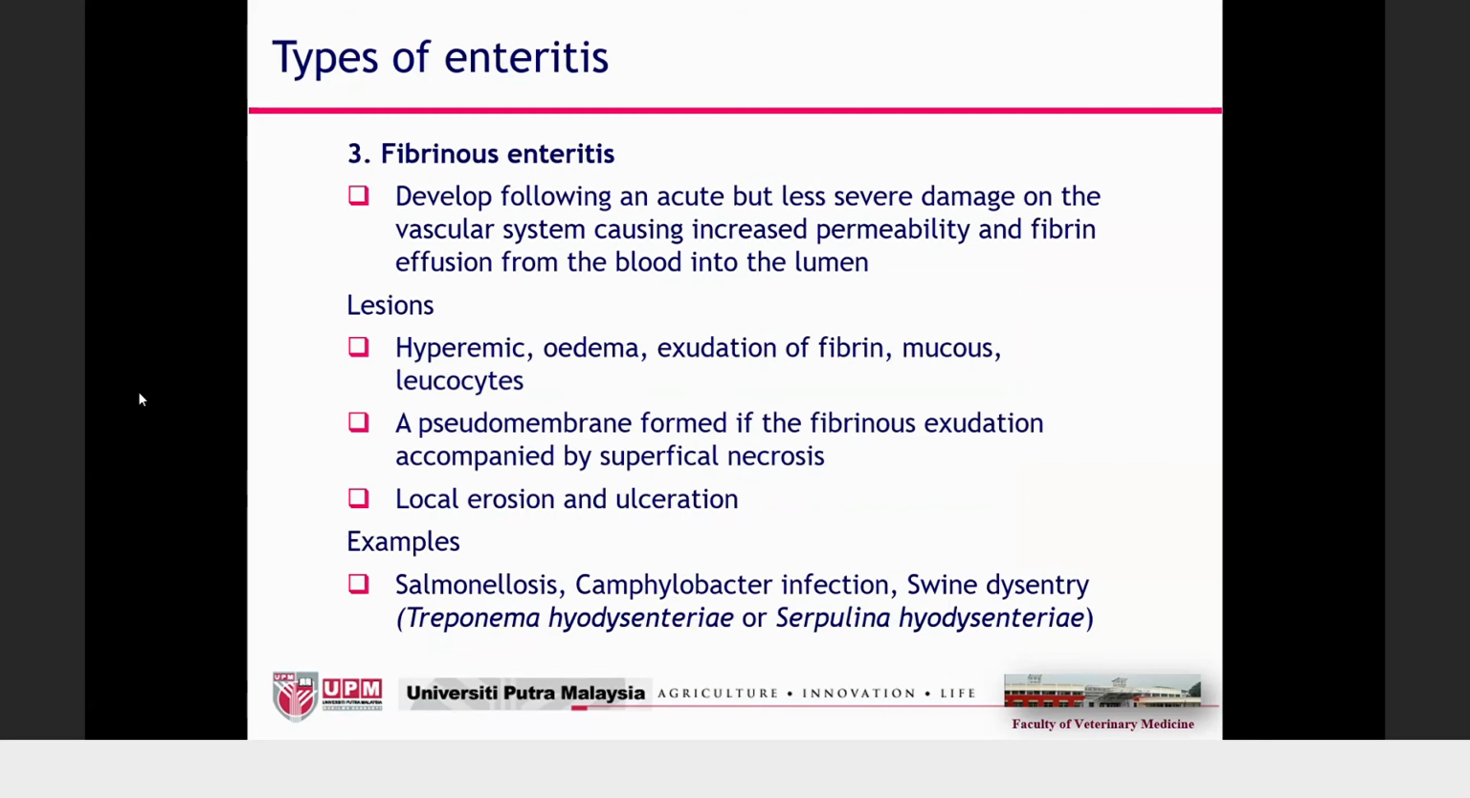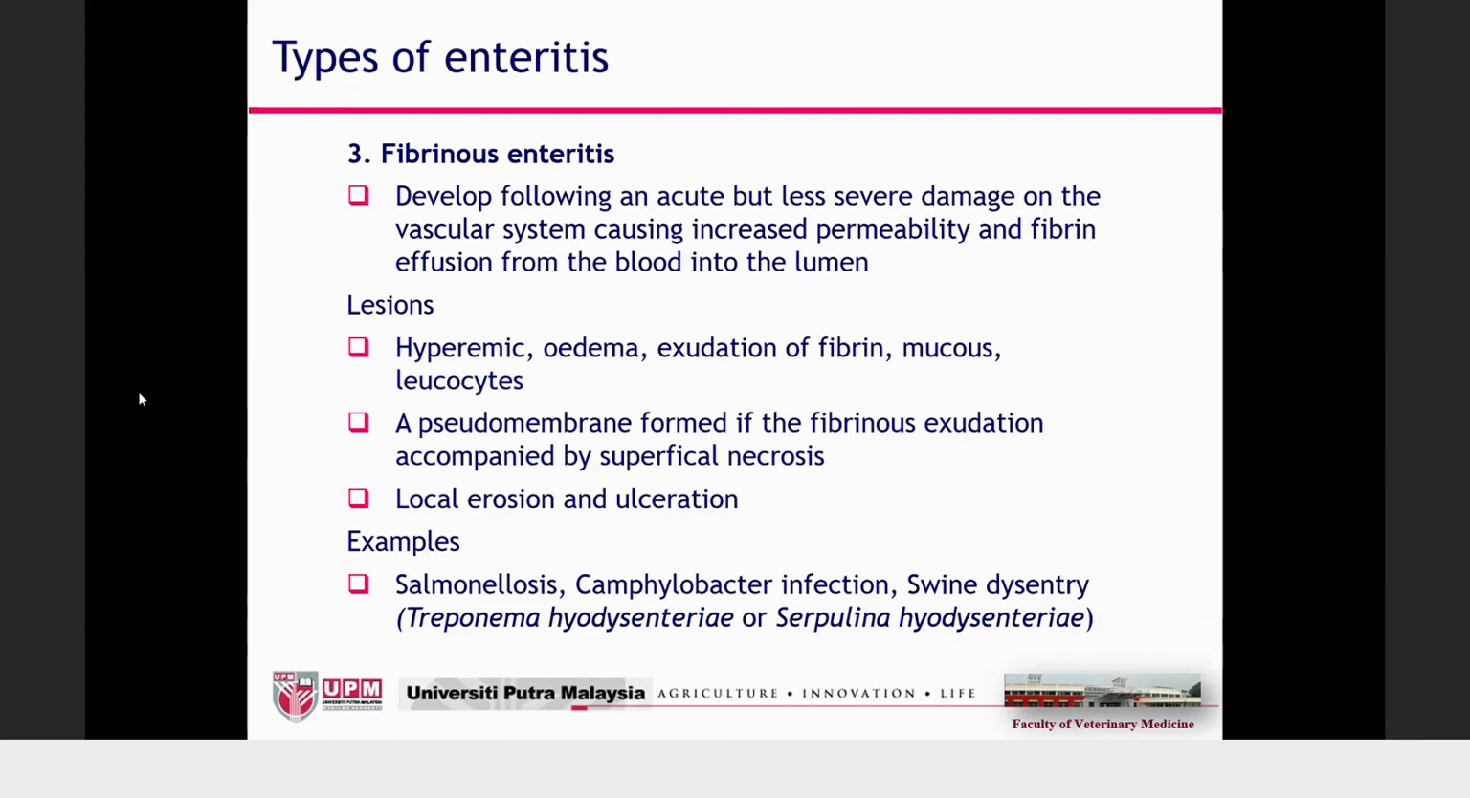that lead to increased permeability of fibrin effusion, meaning that when the blood vessel becomes so distended without much damage, so fibrin, which normally would not escape from the blood vessel, now is escape, and they will effusion from the blood into the lumen. That will lead to the so-called fibrinous enteritis. Of course, this fibrinous enteritis later on will lead to also hemorrhagic enteritis. But at this stage, that's how they develop of fibrinous enteritis.